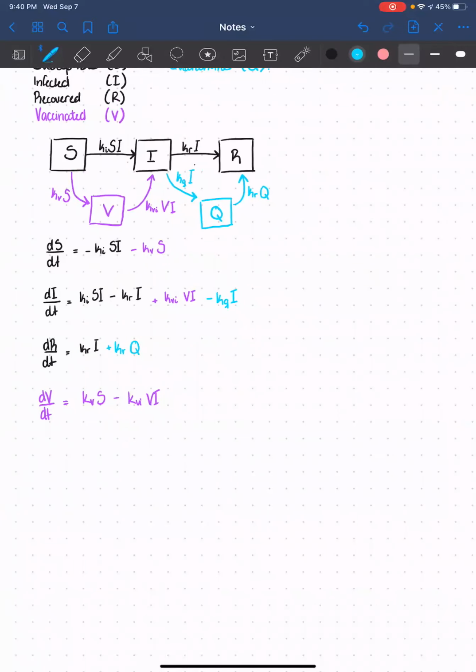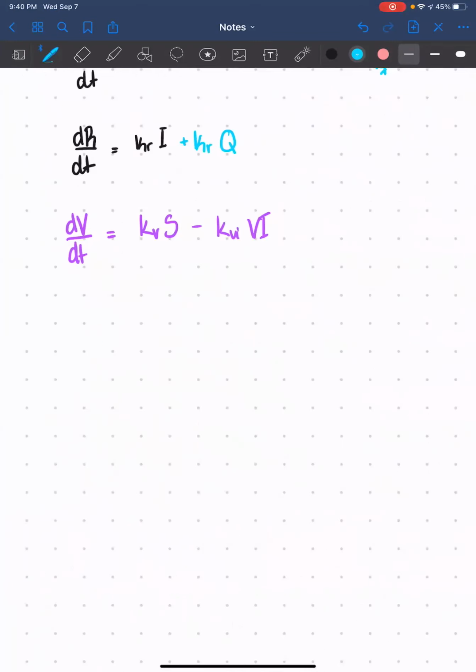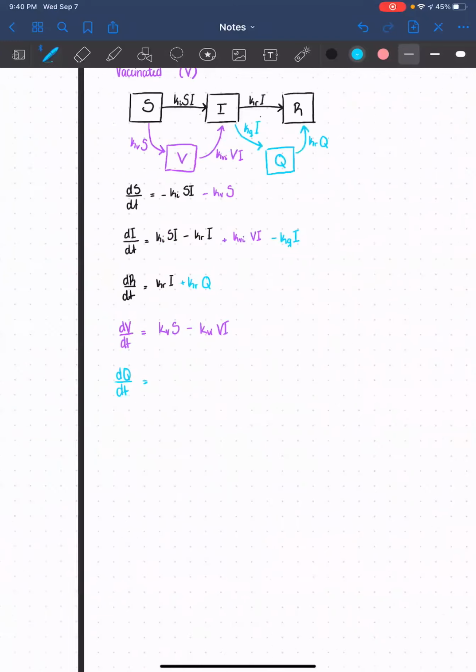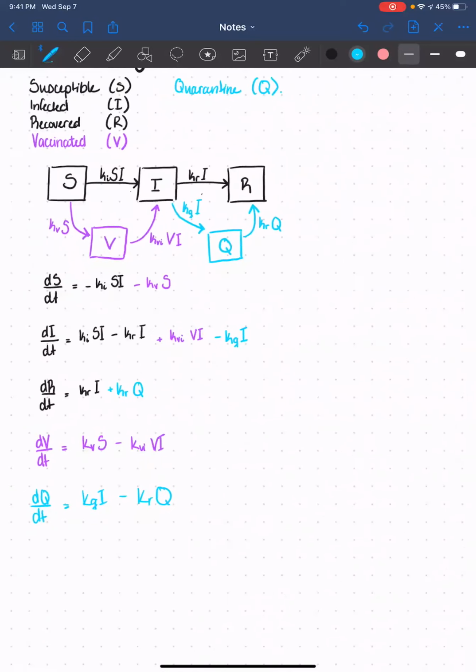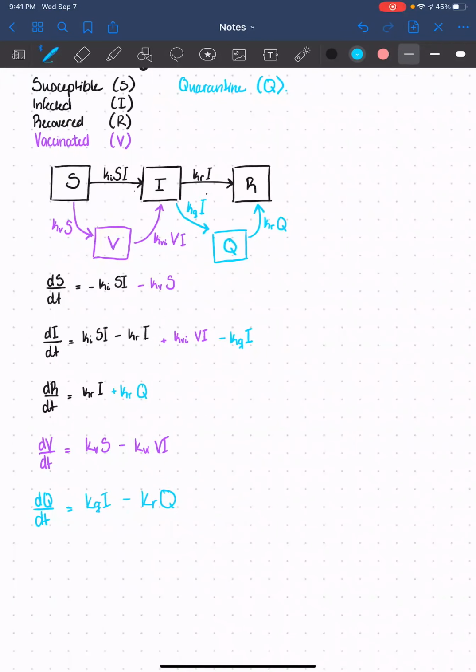We don't have any arrows between V and Q, no new arrows for the V box, but we do need to write a new equation for our Q species. And so dQ/dt is going to be just the sum of its arrows. The positive one is KQI, and the negative one is KRQ. And now we have written our equations for this full system.